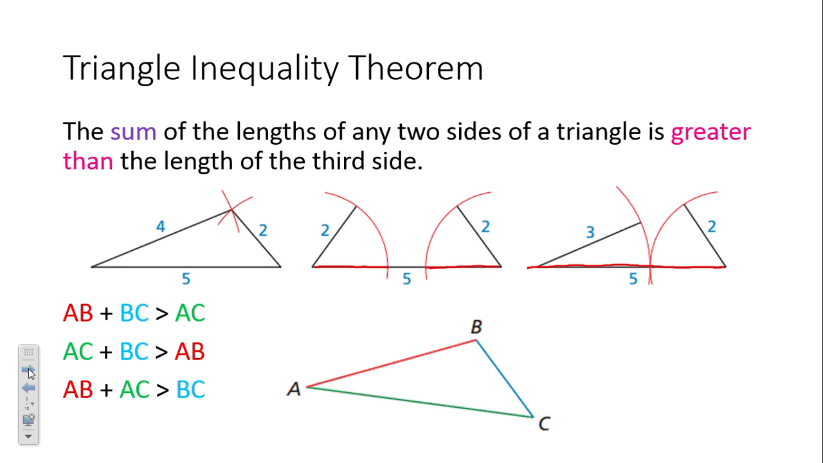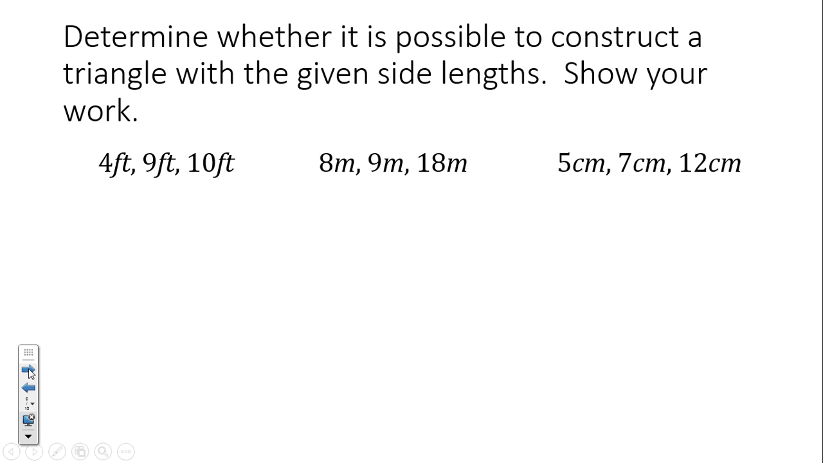Wait, like how much bigger could one side be? Good question. Okay, so how much bigger can one side be? Well, let's look at how many of these, or some of these, and then decide. First of all, can 4, 9, and 10 create a triangle? Yes. Why? 2 are bigger than 4. 4 plus 9 is how much?